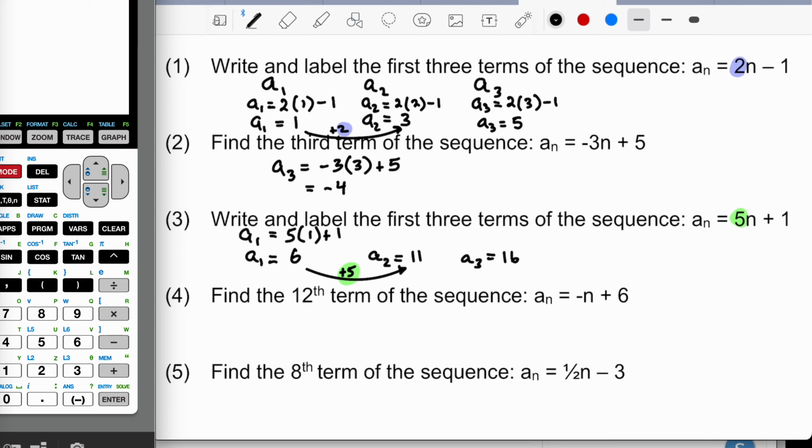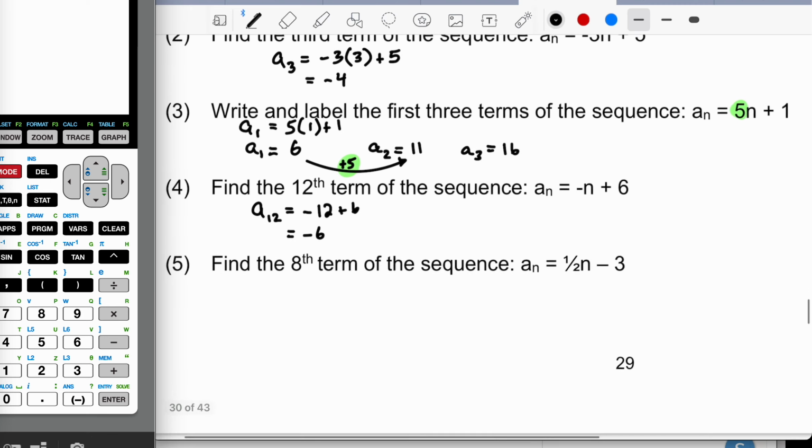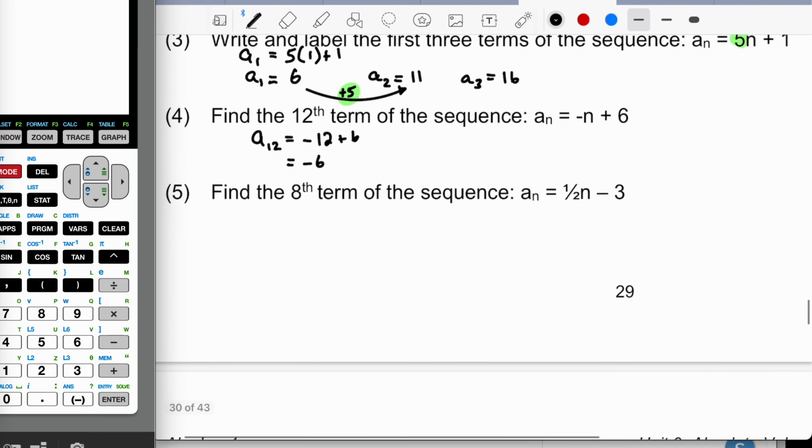Right? But we tend to want to do the straight computation if we get too far down the line in the sequence. Right? And if we're only asked for a single term, it's really not that bad to just do it by hand. All right, so the 12th term in the sequence, a sub 12, negative 12 plus 6, result negative 6. 8th term in the sequence, a sub 8, 1/2 times 8 minus 3. So 4 minus 3 is going to give me a 1.